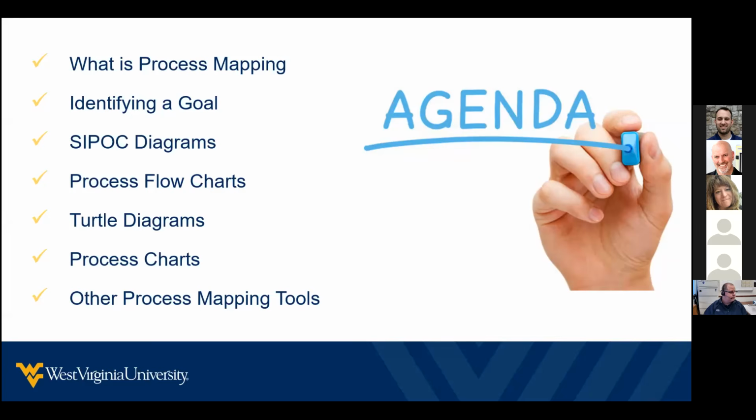This is critical because it's easy to get lost in the weeds when trying to complete mapping activities. We took that SIPOC diagram, broke it down further into a process flow chart, completing several passes over the chart to better understand the process and improvement opportunities. We then talked about turtle diagrams and process charts as additional tools to focus on a particular process step and then add additional data or value to the process.